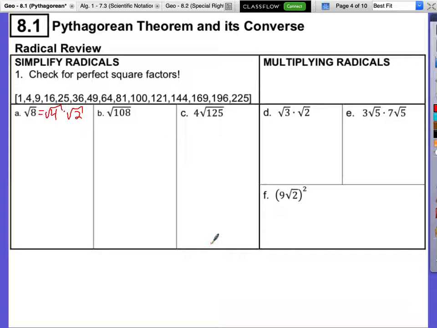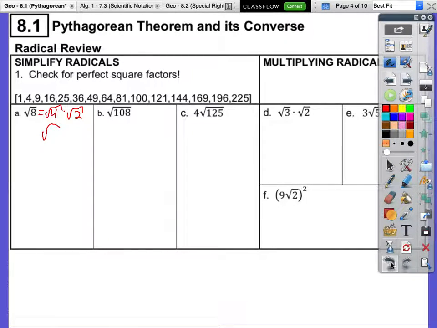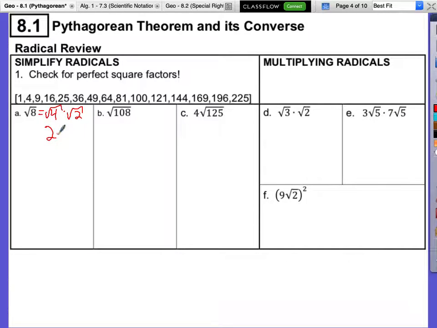What is the square root of 4 equal to? 2. What kind of 2? Do we write square root of 2? No, we just write normal 2. Okay? The common misconception is we'll still write square root of 2, but it's not a square root anymore. It's normal 2. We did this operation.